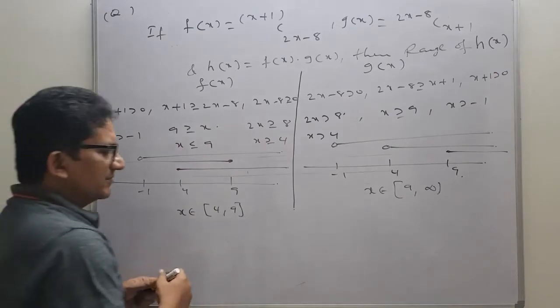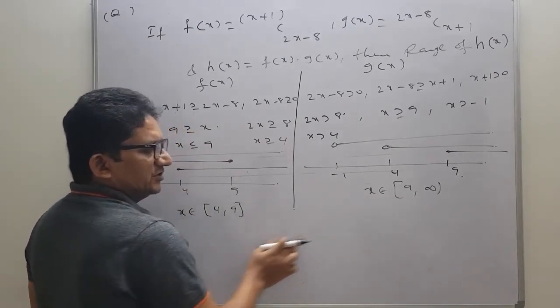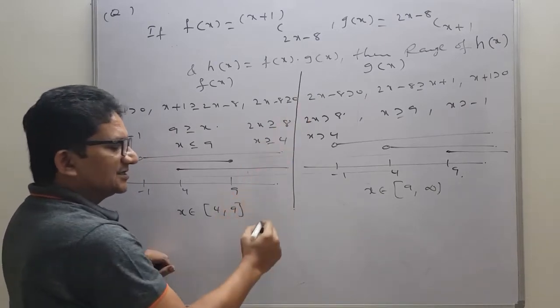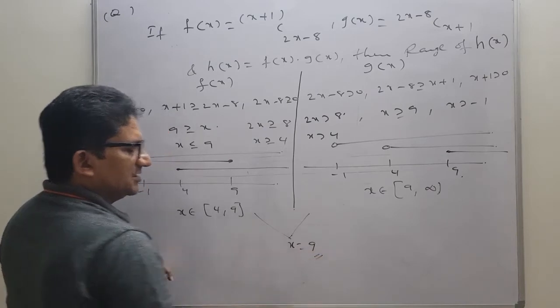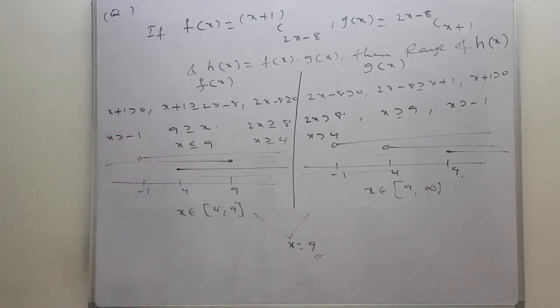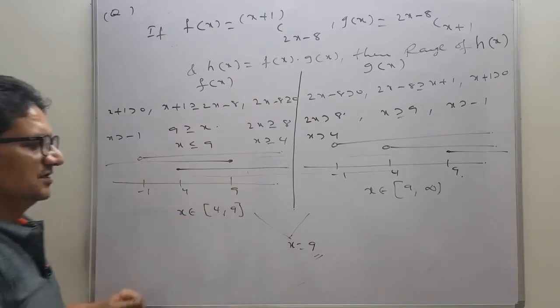Now we need the combined portion between these two. The combined portion between these two means the common integers of these two. There exists only one common integer, that is 9 only, in the intervals. So 9 is the common integer for both f of x and g of x.